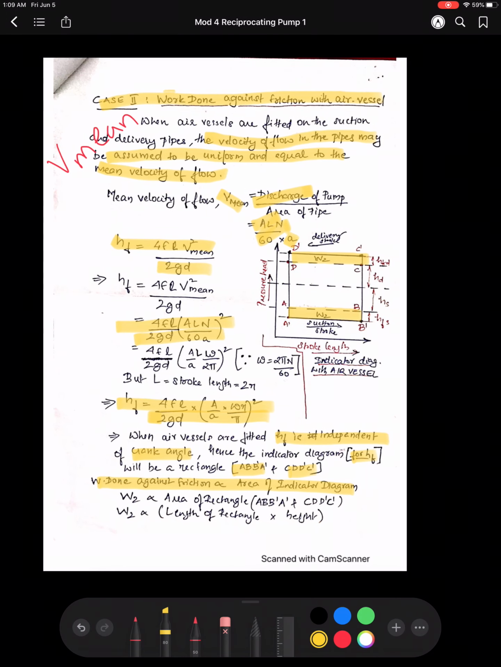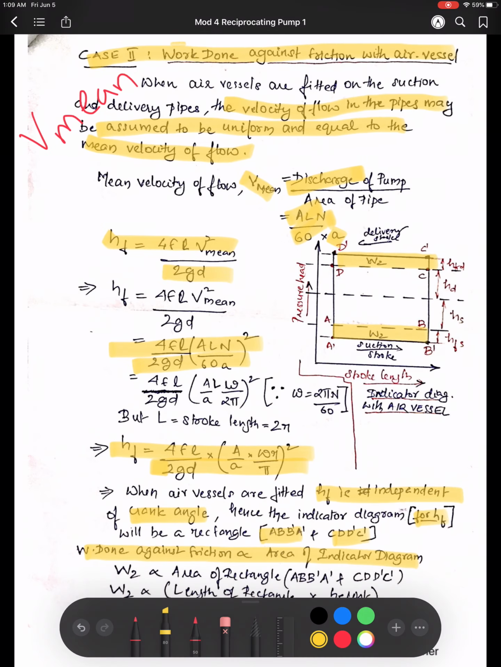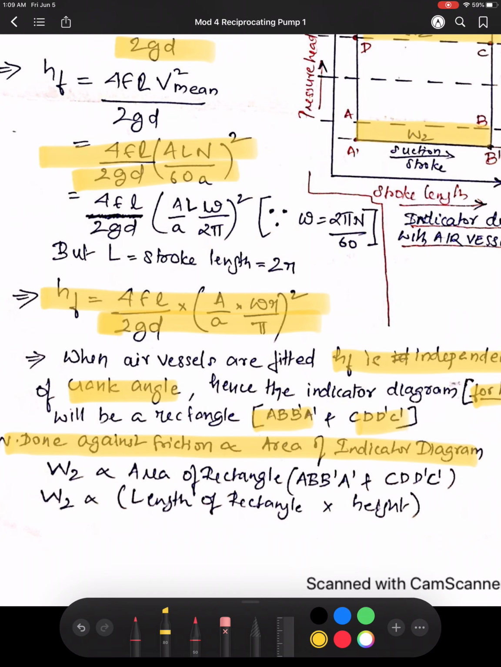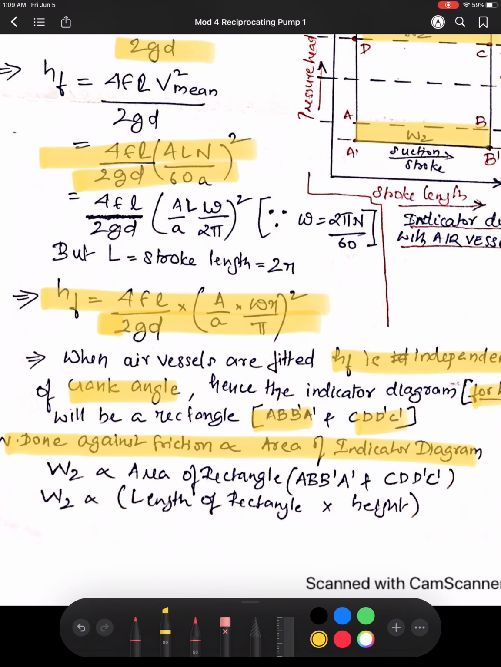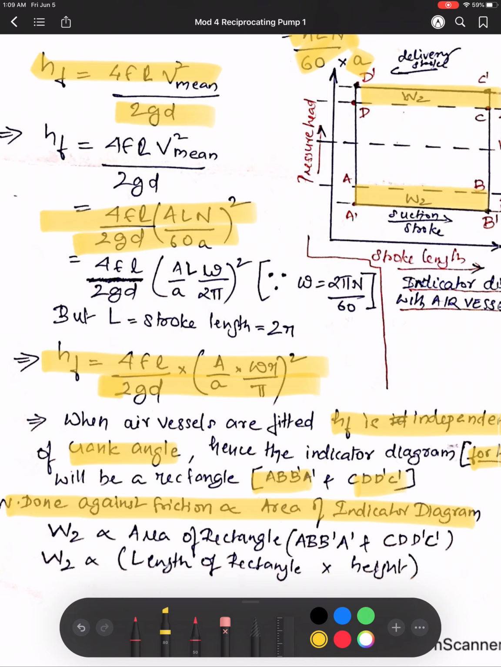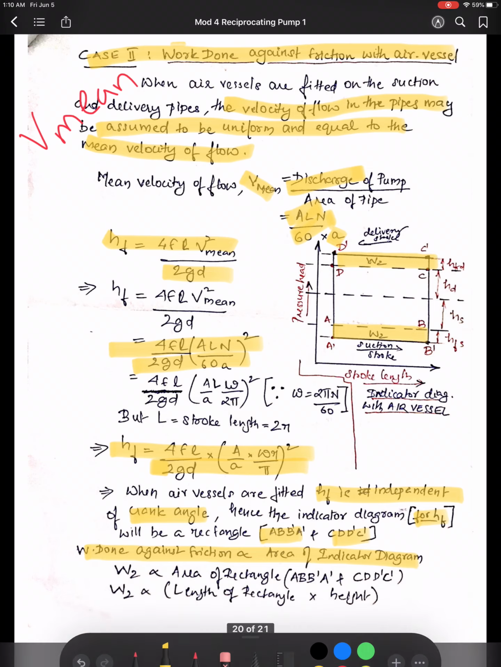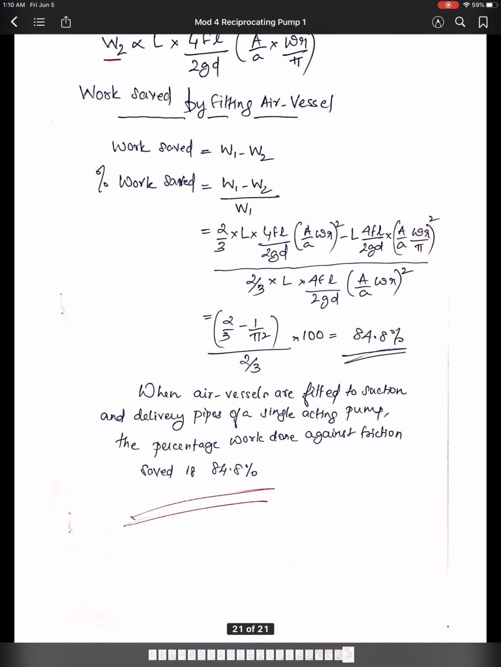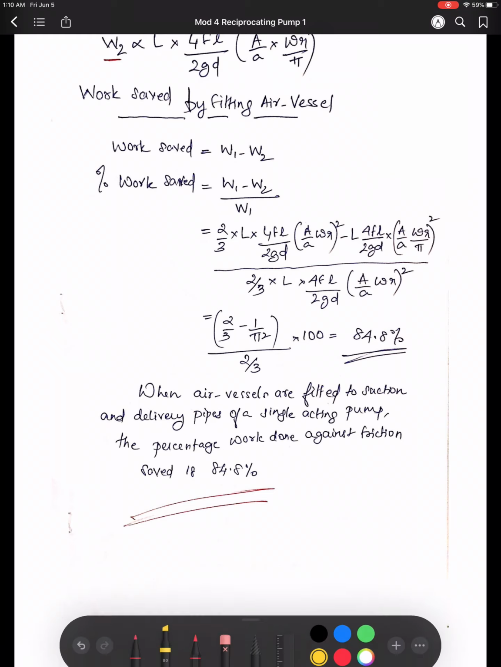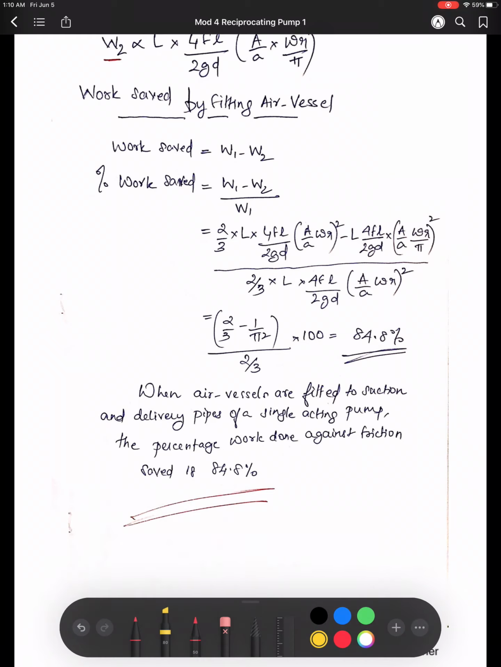Clear? So the work done against friction will be proportional to the area of the indicator diagram. That is, please look at the bottom part of the page. That is W2, area of the rectangle. W2 will be proportional to the area of the rectangle, that is length of the rectangle into height. That is, this height is HF, right? Now finally you'll get this equation for W2. Clear?